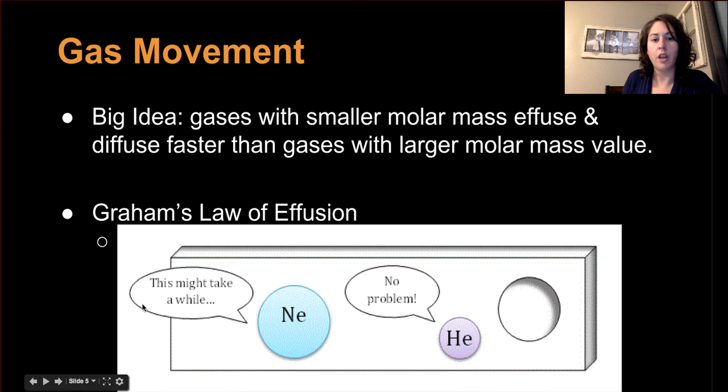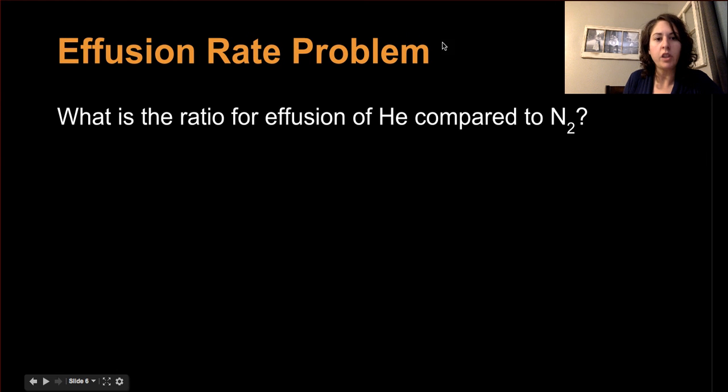Here we see that since neon is bigger, it's going to take a little bit longer to effuse or diffuse, whatever it might be doing, in comparison with something like helium that would be smaller. So let's take a look at an example problem. This says, what is the ratio for effusion of helium compared to nitrogen gas? We're going to start just like we did in our equation.